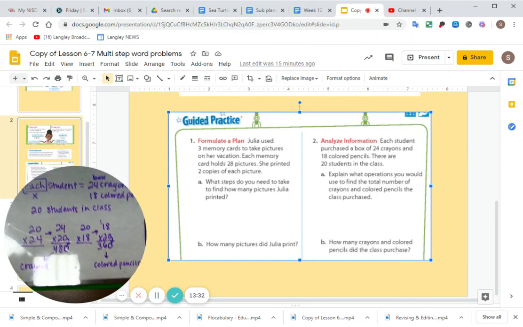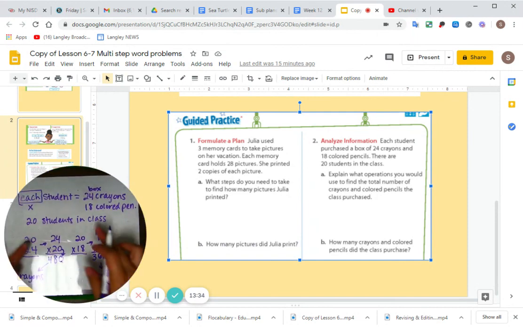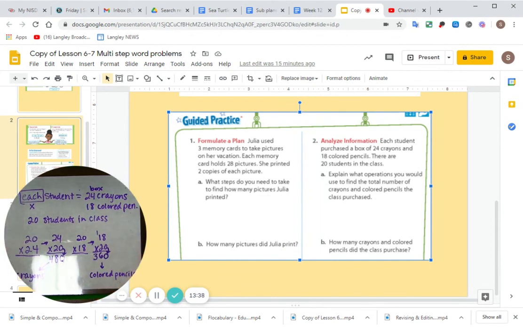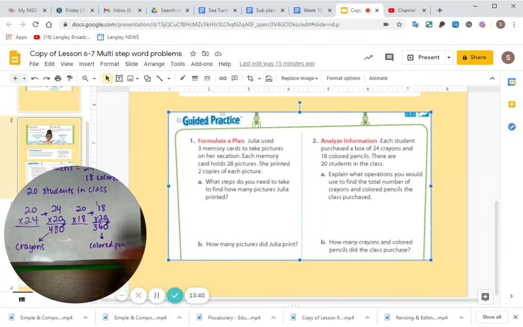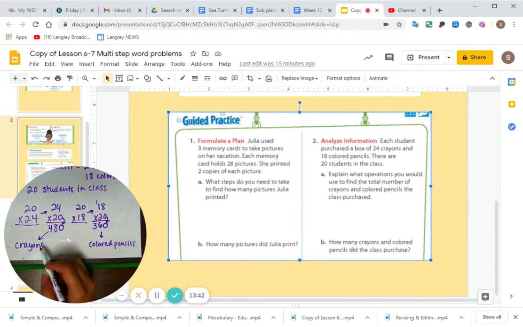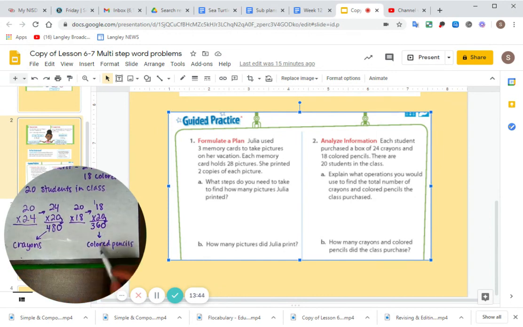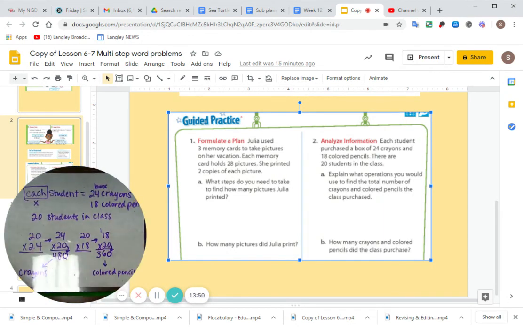So I found my answers. I had 2 different steps I had to do. I had to use that information, use those keywords. I know that "each" stands for multiplying. So they had 480 crayons and then 360 colored pencils. That's my answer to question 2.